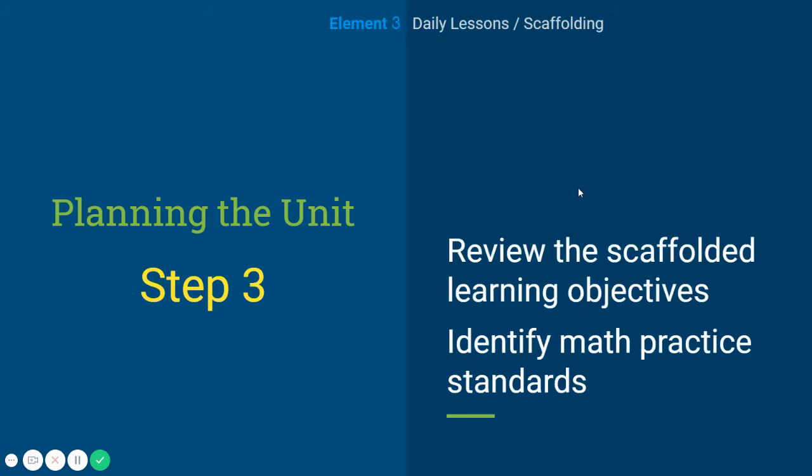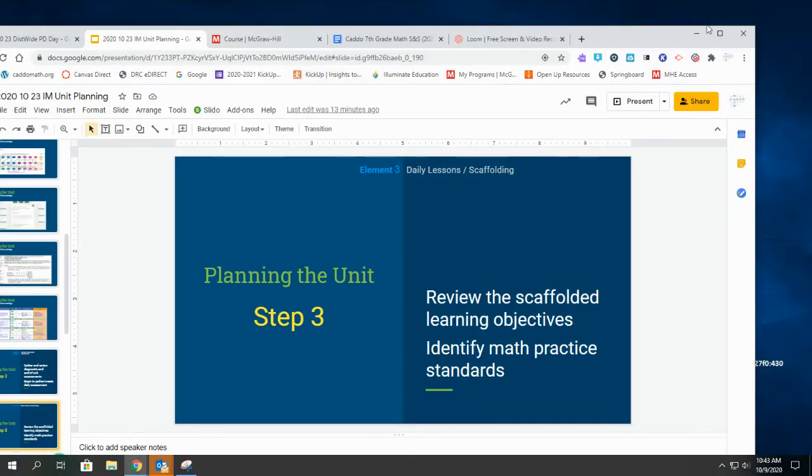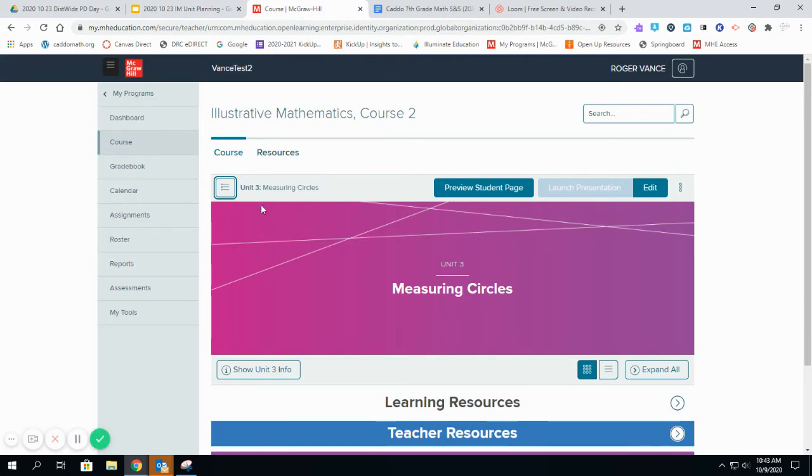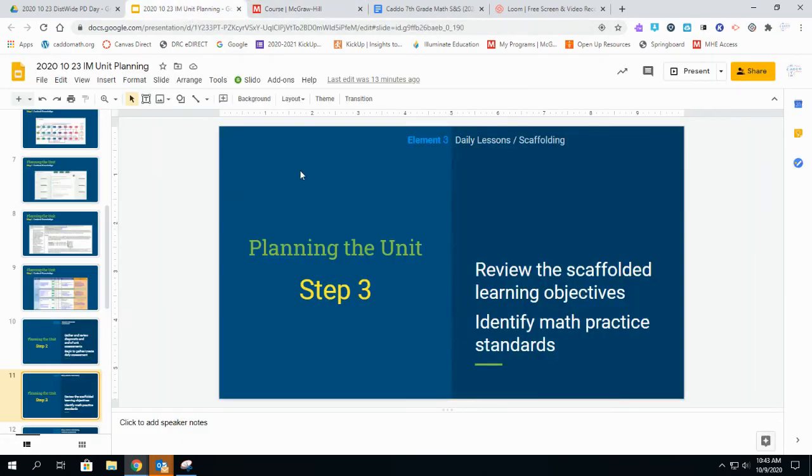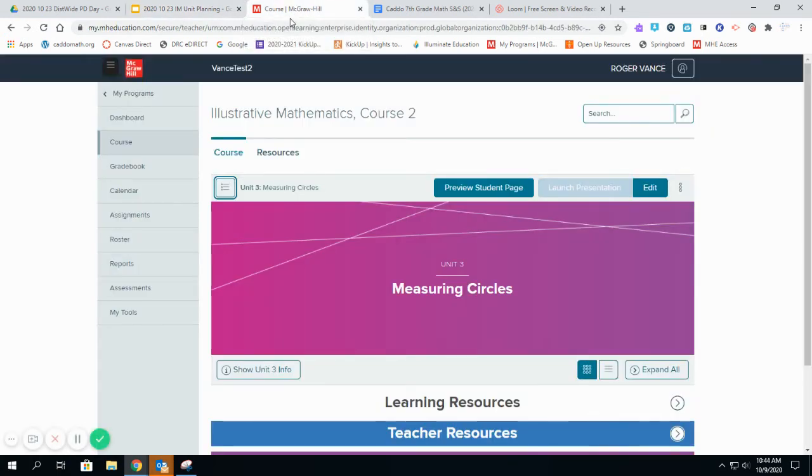And then the third step that I have here goes right along with element 3, daily lessons and scaffolding, that here we would review the scaffold learning objectives and identify math practice standards. So I want to actually go to the McGraw-Hill website now and look at a particular section. If I'm in Unit 3, and remember what I'm talking about here, reviewing the scaffold learning objectives, identifying math practice standards, we're not going into tons of detail here. What you want to do is skim through and make sure you understand where they're going. So it's kind of a continuation of step 1 with the content knowledge and trying to keep our mind wrapping around this tighter and tighter.